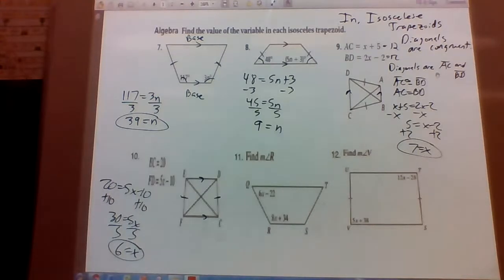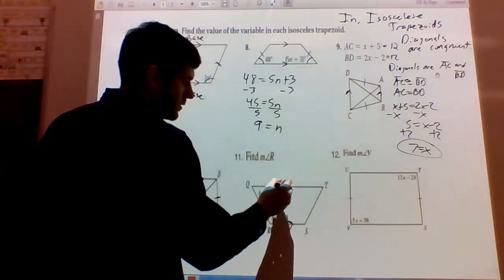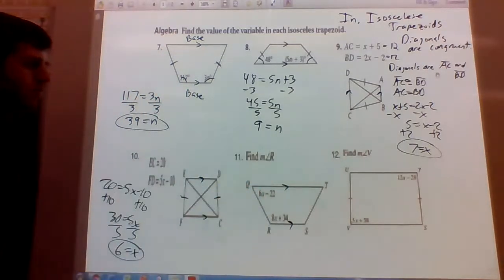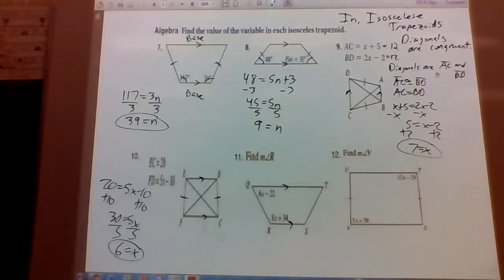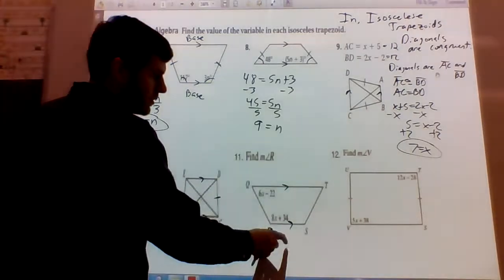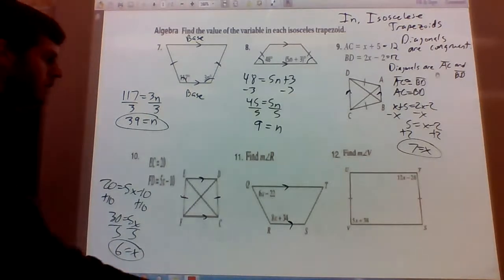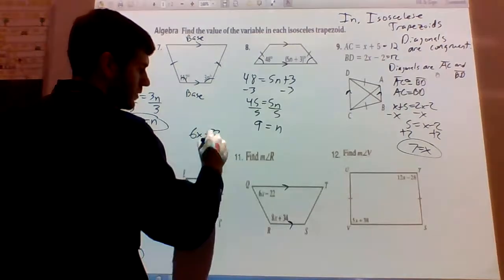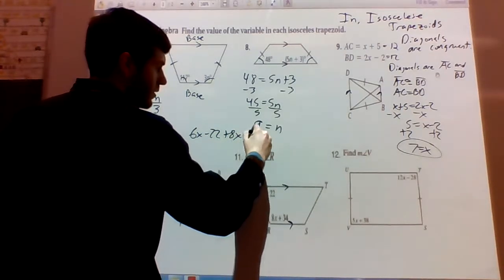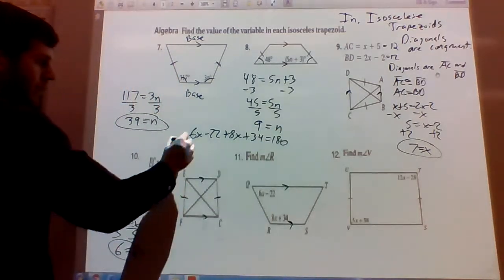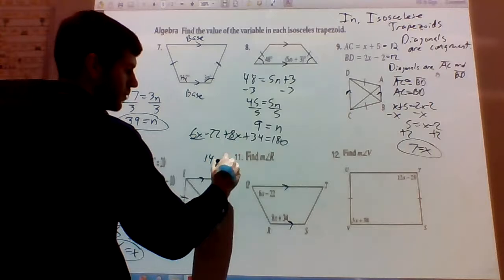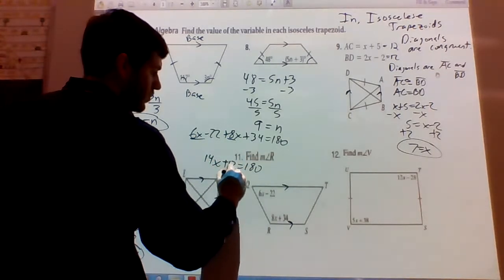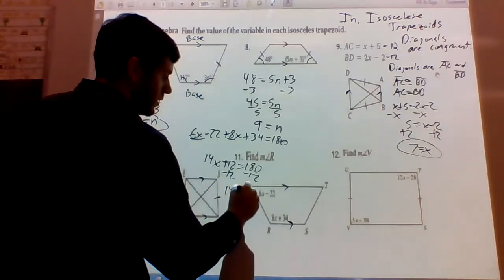Number 11. They're not telling us necessarily that they are isosceles, but it doesn't seem to matter because we know that those angles are supplementary. Consecutive angles in a trapezoid between the bases are, so this is a base, this is a base, so the consecutive angles between the bases are supplementary. So we know 6x minus 22 plus 8x plus 34 is going to equal 180. Combine like terms, we're going to get 14x plus 12 equals 180. Subtract 12 from both sides, we get 14x equals 168.